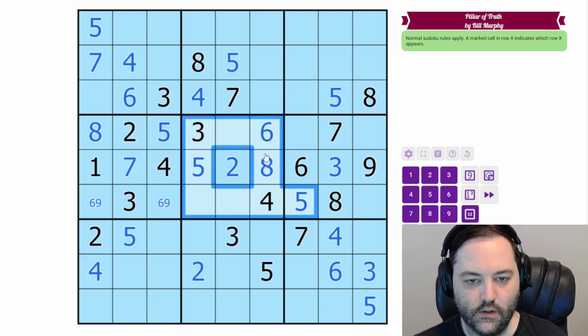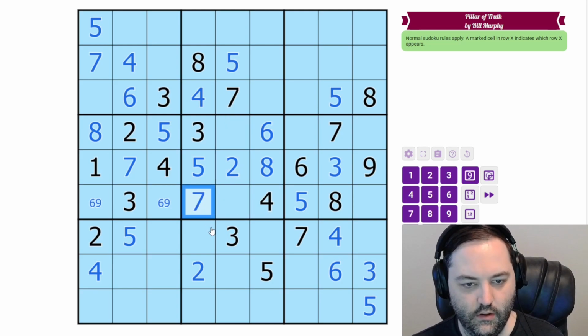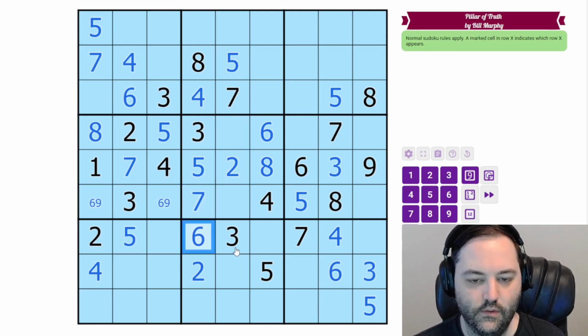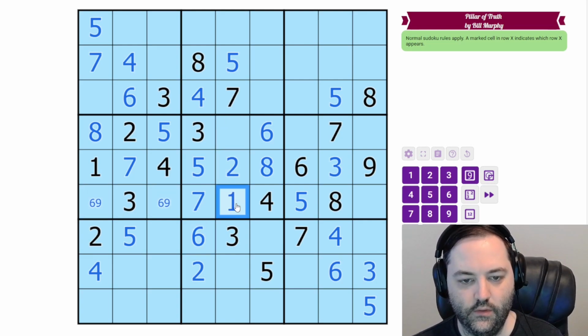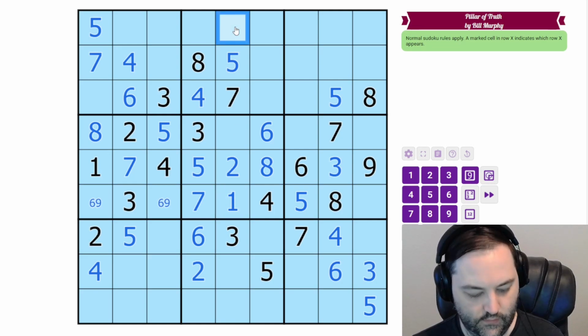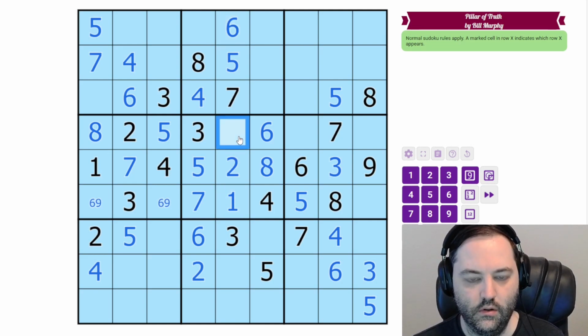In the central box, we still need a 7. We've got a 7 there. So 7 goes here. That is referencing a 6 in row 7. And then these are 1 and 9. But we can see we have a 6-9 pair here. So this is our 1, which gives us a 6 in row 1. This is our 9, which gives a 4 in row 9.